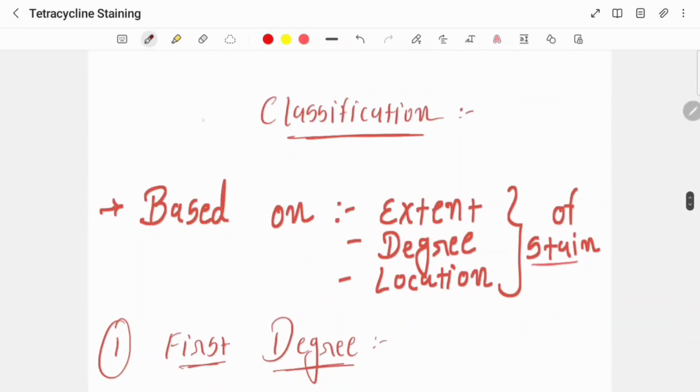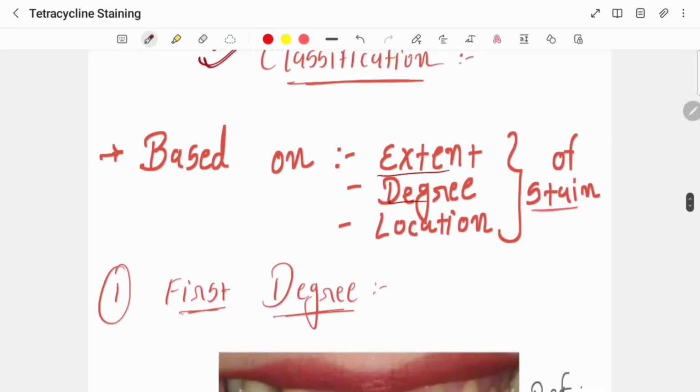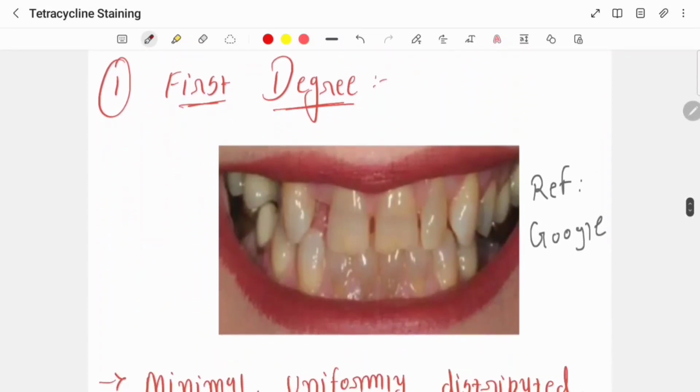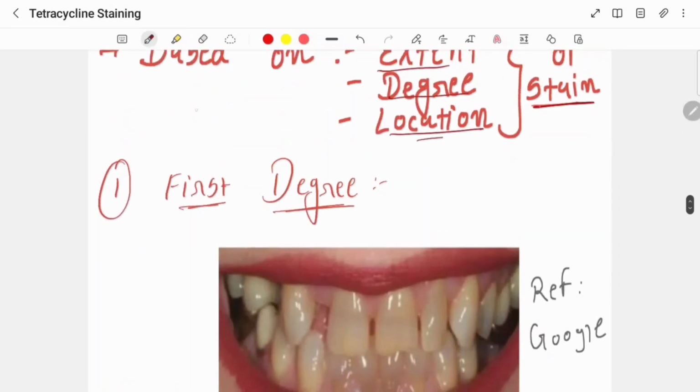Now, moving to the next, the classification of discoloration caused by tetracycline. It is based on extent, degree and location of staining. So, according to that, we can classify this in 4 degrees.